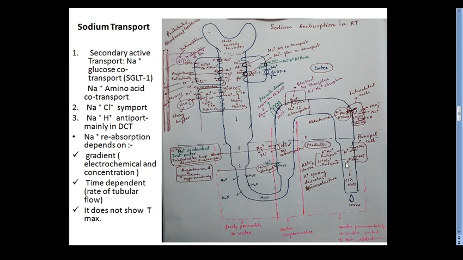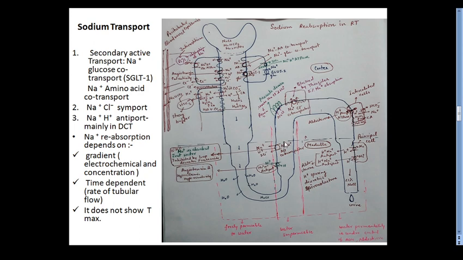Similarly, the antiport channels present in the collecting duct and DCT are regulated by the hormone aldosterone, and the potassium sparing diuretics work on them. When potassium sparing diuretics like spironolactone are given, they block these channels, so there is less reabsorption of sodium ions and less secretion of hydrogen ions as well as potassium ions. In this manner, diuretics work on different ion channels and produce diuresis.